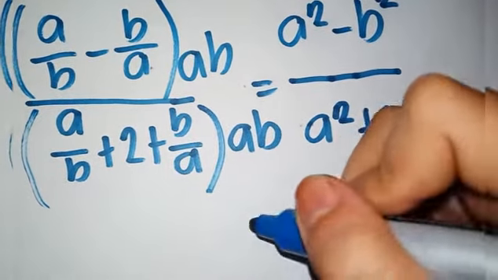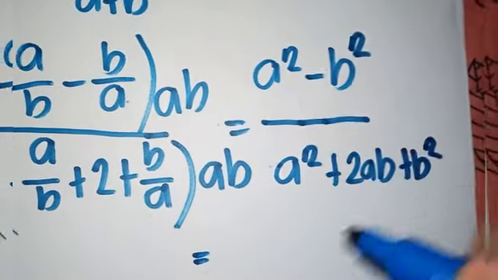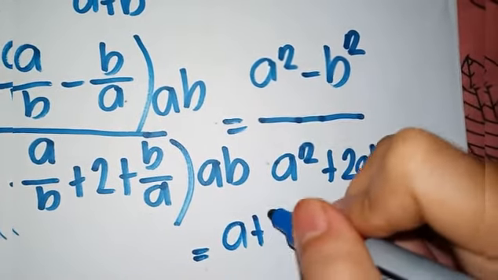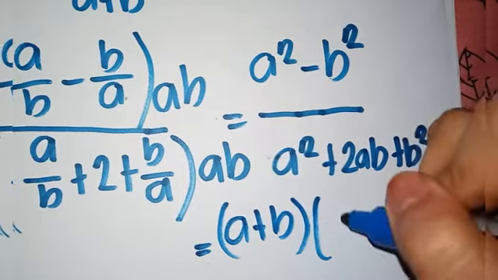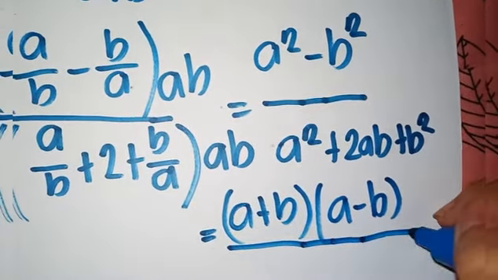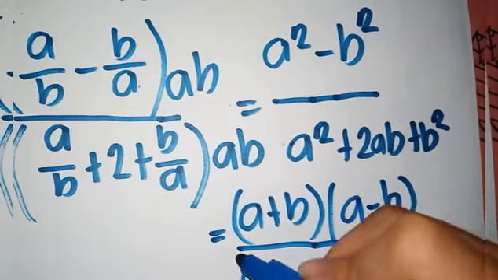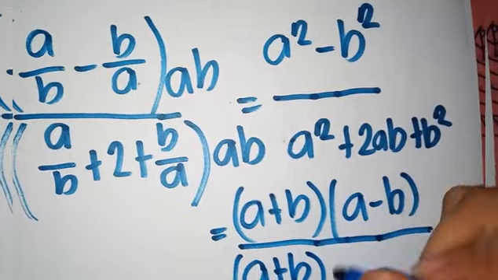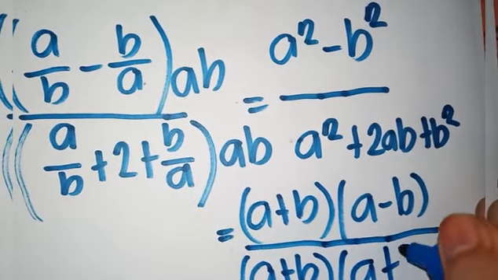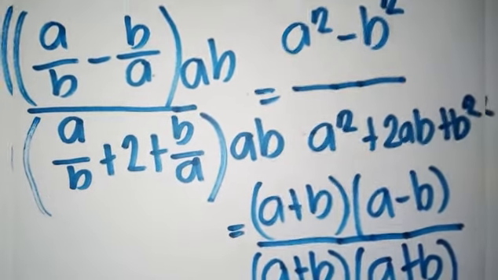So, after nyan, pwede na natin siyang i-factor. So, ang factor ulit nito, we have A plus B times A minus B. Then, the denominator naman, nagiging a plus b yung ating factors times a plus b. So, ang factor nito ay a plus b times a plus b.